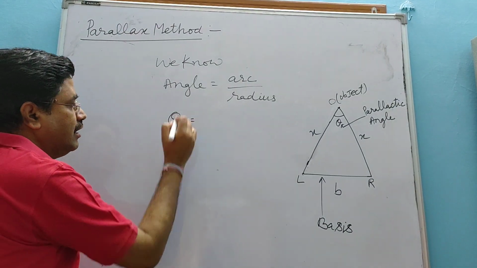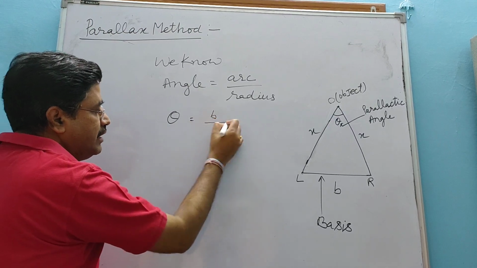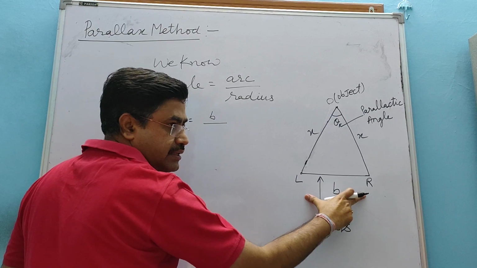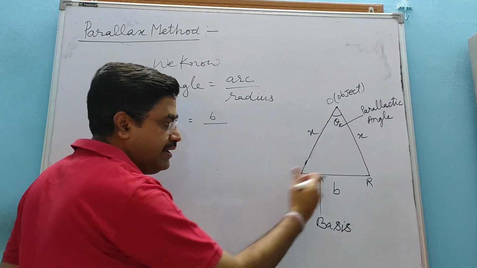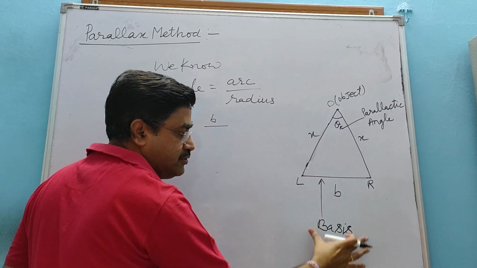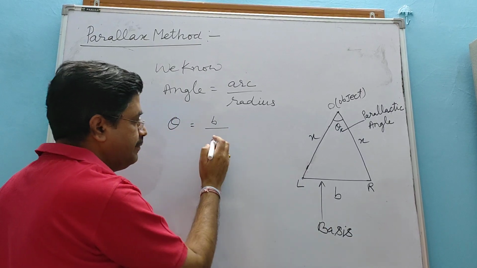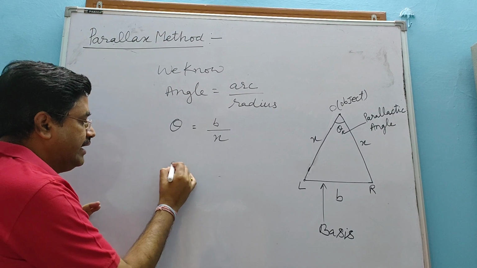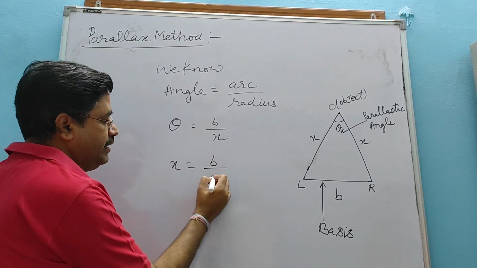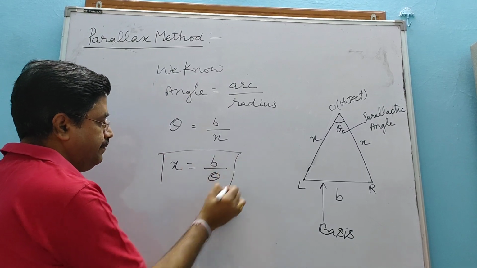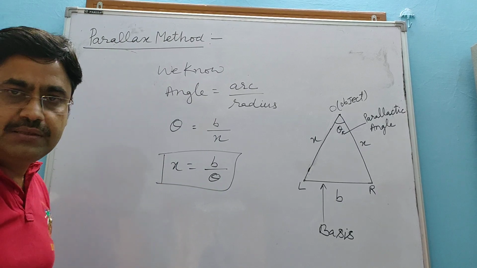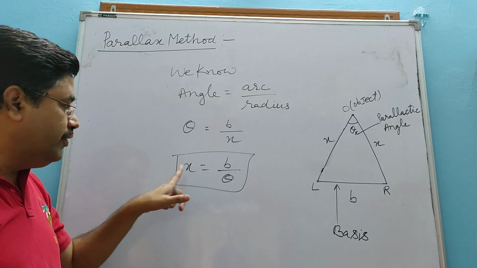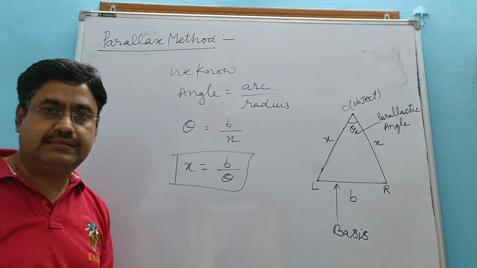Angle theta equals arc b, that is also called the basis, the distance between two observation points. One is our left eye, one is our right eye, so the distance between the two is called the basis. So theta equals b upon x, that is, angle equals arc upon radius. I can write x equals b upon theta. Means by knowing b and measuring theta, we can calculate x.